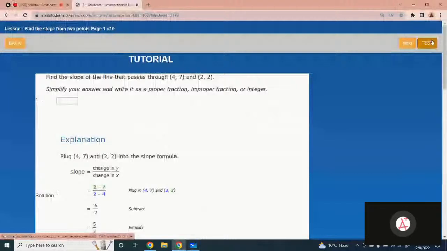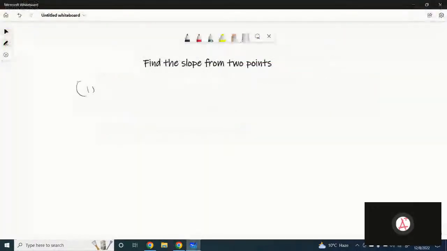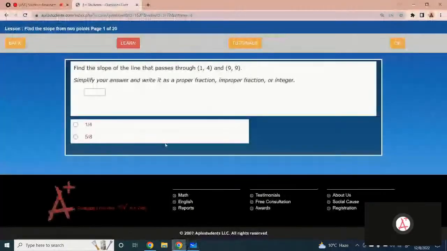Now you are given 2 points, you just have to use the points and find the slope. Got it? We know that the slope is y2 minus y1 divided by x2 minus x1, change in y divided by change in x. The points are 1, 4 and 9, 9. Let me read the question. Find the slope of the line that passes through the points. So these are the 2 points. You have to find the slope.